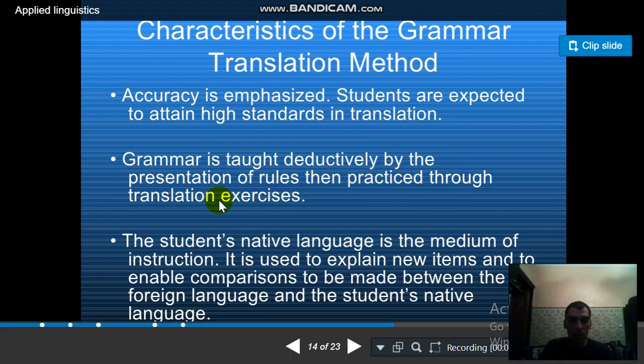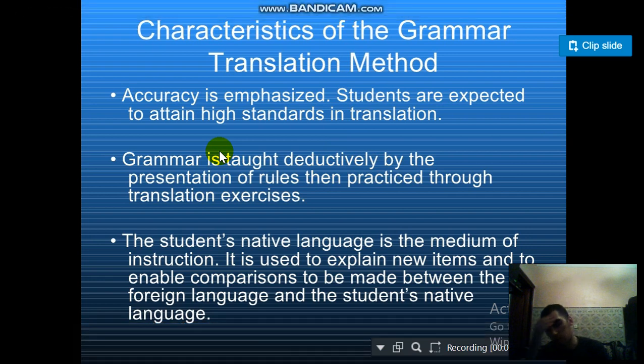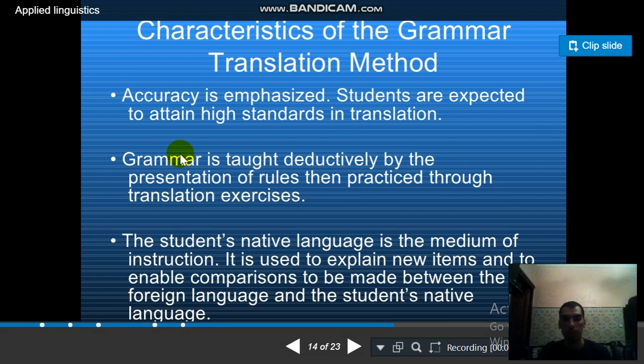The one thing that may not be clear is deductive grammar teaching and inductive grammar teaching. I need to revise that, because I think it would be very important, and it's very probable that we will have it on the written exam. Deductive grammar teaching is when you give the students the rules first, and then you practice the rules with them through example sentences and exercises and stuff like that.